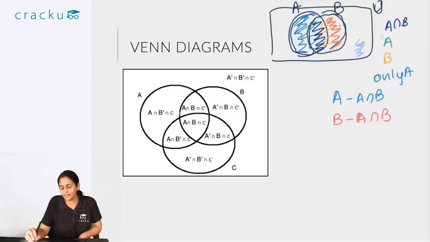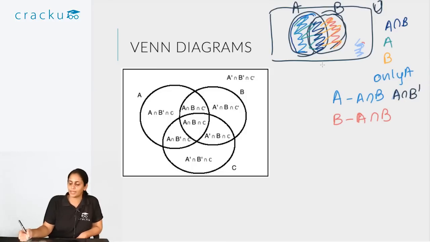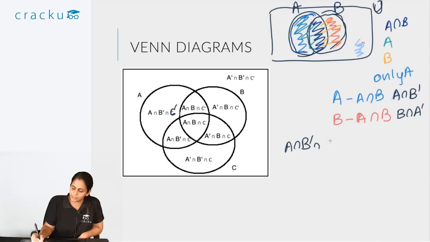So for a 3 set Venn diagram, instead of saying A minus A intersection B, you can write this as A and B dash. So that way you will not have anything that is part of B. This is only A. Similarly, only B is B and A dash. Now with 3 things, this is C dash. So when you have 3 elements, only A will be A intersection B dash intersection C dash. This means it's part of A but not of B and C.